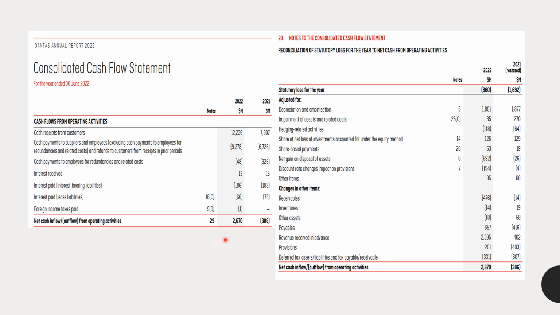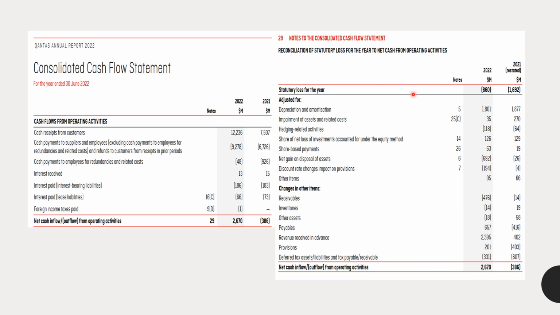So the net cash flow from operations was $2,670,000,000. That means cash inflows were greater than cash outflows. In the indirect method, we start with the profit or loss as per the profit or loss statement. Here, Qantas is calling it statutory loss for the year. So this is the starting point. This is basically the net loss as reported in the profit or loss statement. So it had a loss of $860 million.